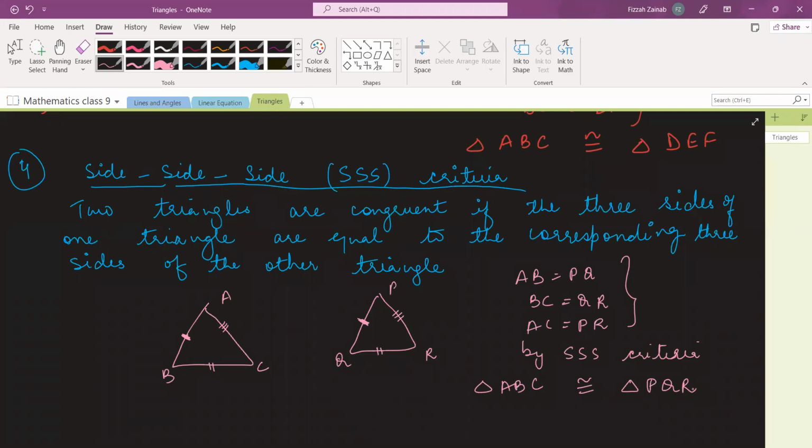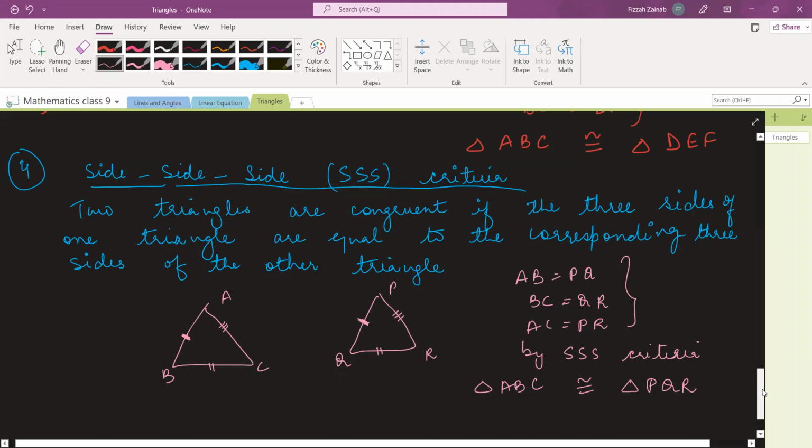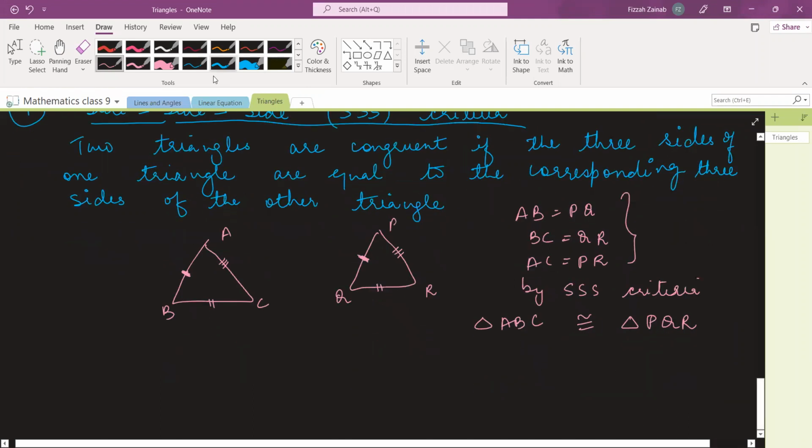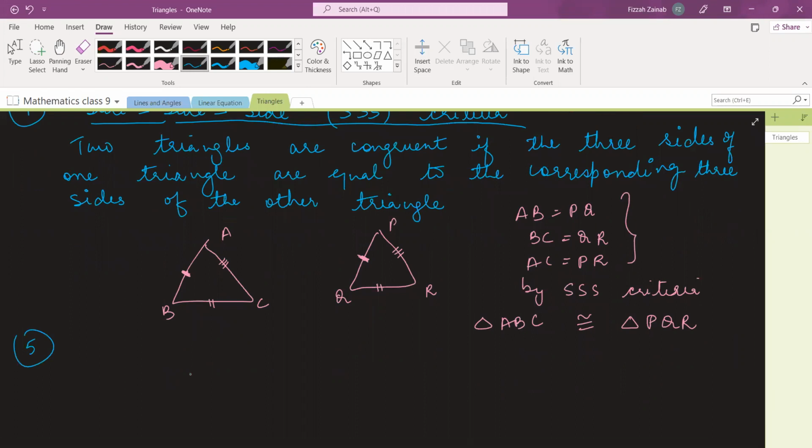Okay. There's a fifth one also. I think I should give you the name also. Then we will do the proof later on so that we can just finish at once whatever criteria are there in the chapter. So this is the last one.